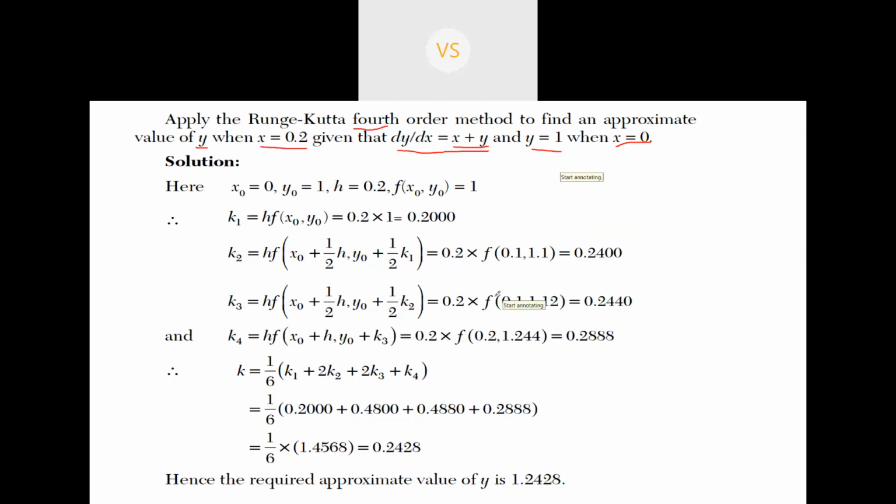So in this way, we have found out the value of y, which is 1.248. Now here, this is only one step. We have found it for this one step size only. Now we'll see how to find it in two steps.